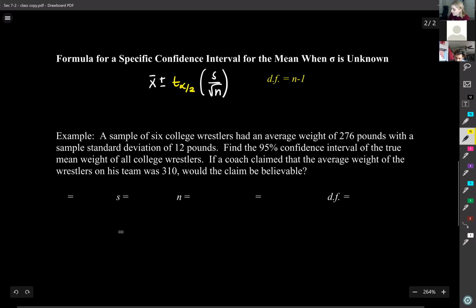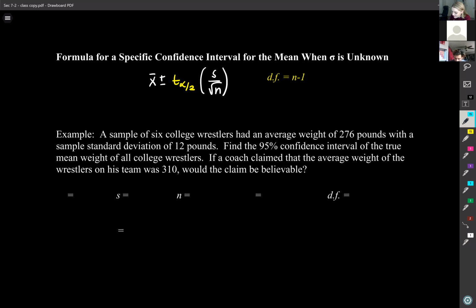Let's try this example here. It'll probably look very similar to what we've done in the past. So our example is a sample of 6 college wrestlers had an average weight of 276 pounds with a sample standard deviation of 12 pounds. Okay, let's just stop and go ahead and write down some of the things we know right there. So this should say X bar, and this should say s. First of all, we are given the average weight of a sample, so we're given the sample mean, which is 276. So that's going to go here. And then we're also given the sample standard deviation of 12. So that's what s is equal to. Okay, so that's all we've got from the first sentence.